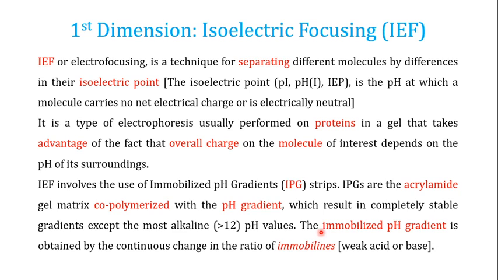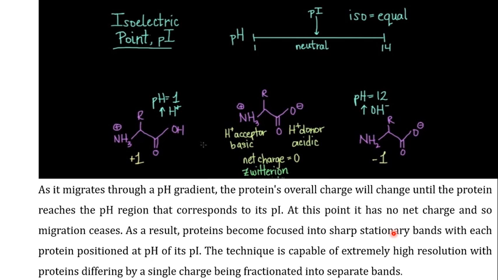So we call this the immobilized pH gradient because it is copolymerized with the acrylamide. As this pH gradient is not moving, it is immobilized, therefore we call it the immobilized pH gradient. Now when you talk about proteins, they are made up of amino acids. So it is the charge on the amino acids that determines the overall charge of the protein.